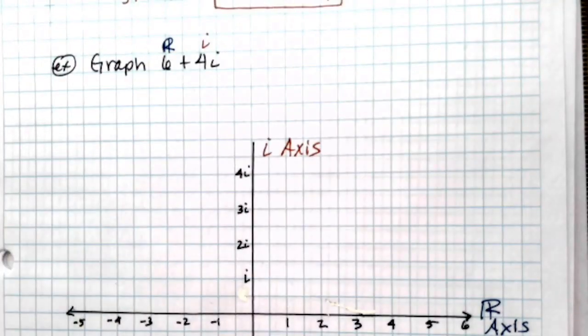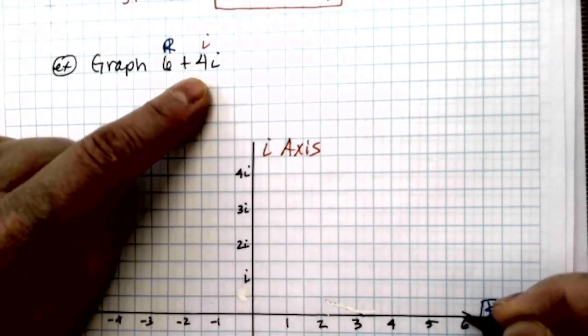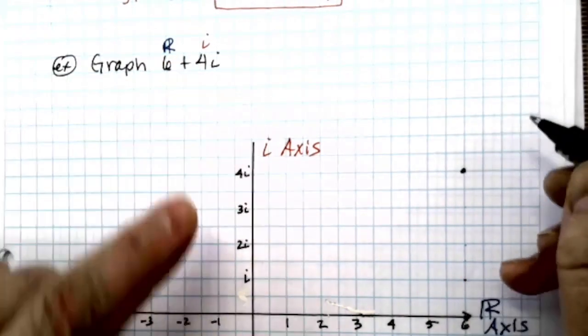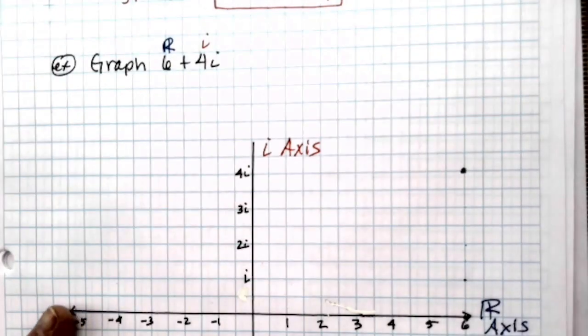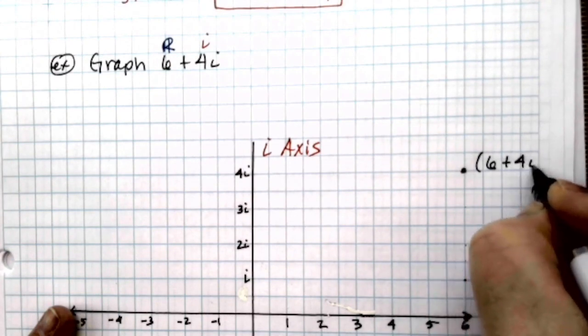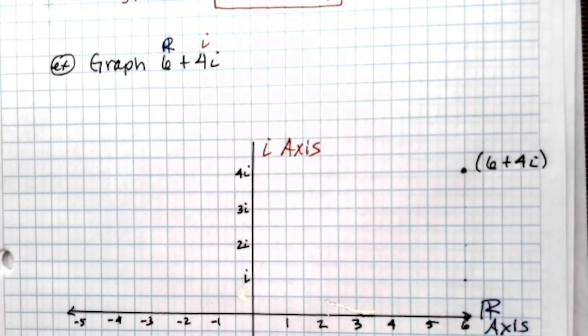So we're going to go 6 to the right, 1, 2, 3, 4, 5, 6, and we're going to go up 4, 1, 2, 3, 4, and that is your point. Now when you label the coordinate, use parentheses and just write 6 plus 4i. Don't put a comma in or change it in any other way.